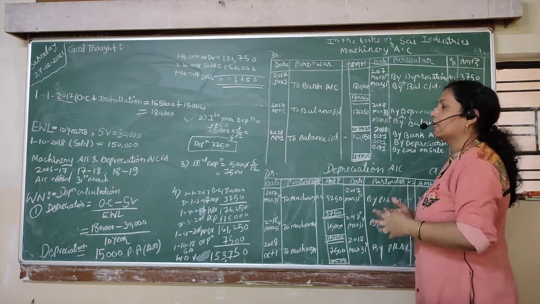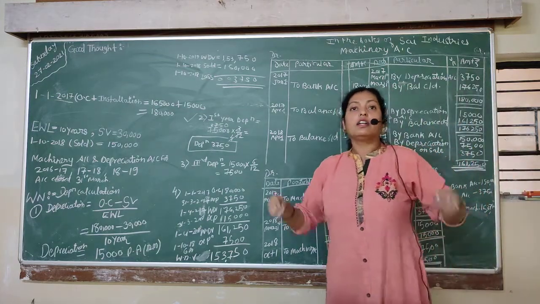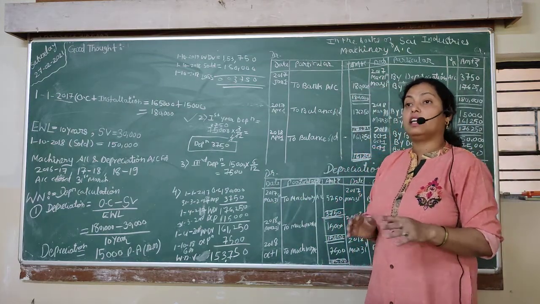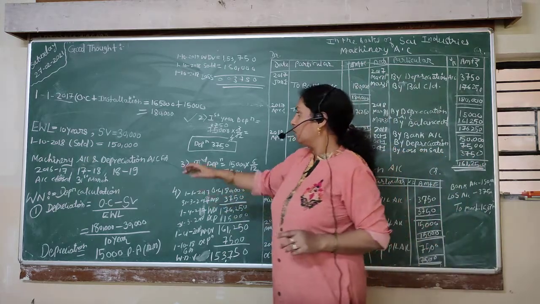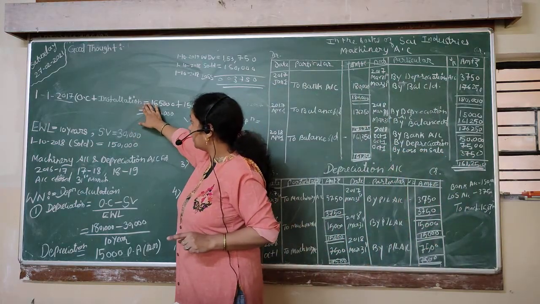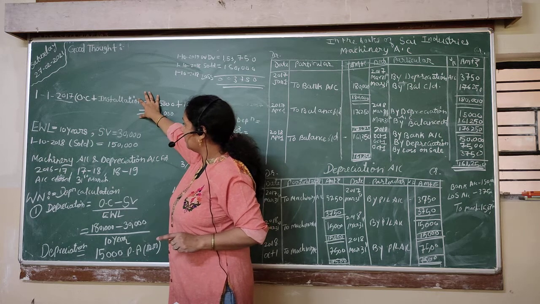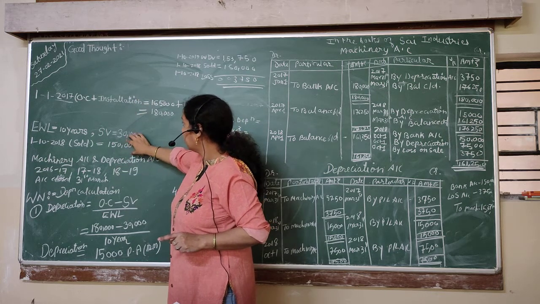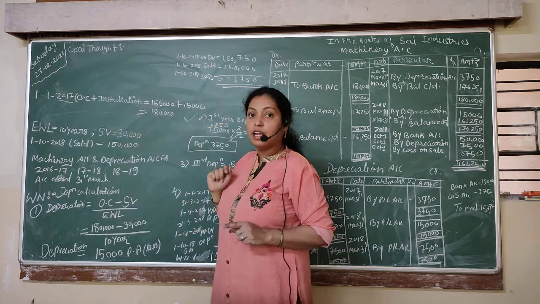Now again we will think, what are all the transactions in the second year. In the second year there is no transaction. You can see here there is no transaction. Purchase is done in the first year and sale of the machinery is done in the third year. How can we decide it?